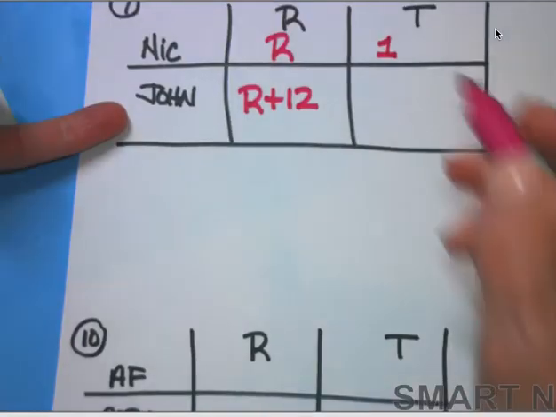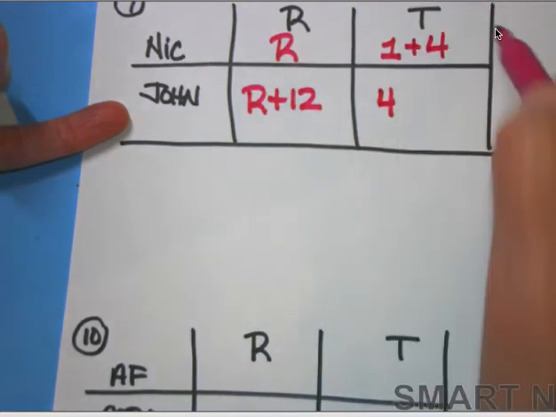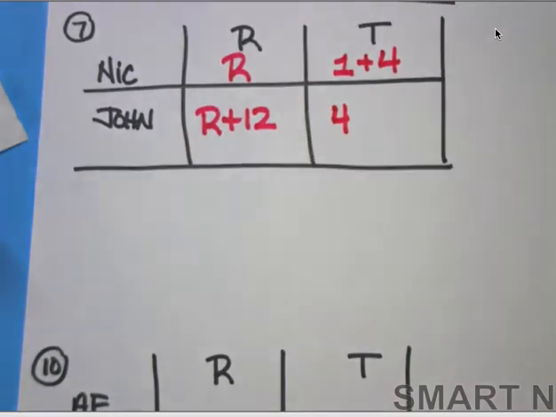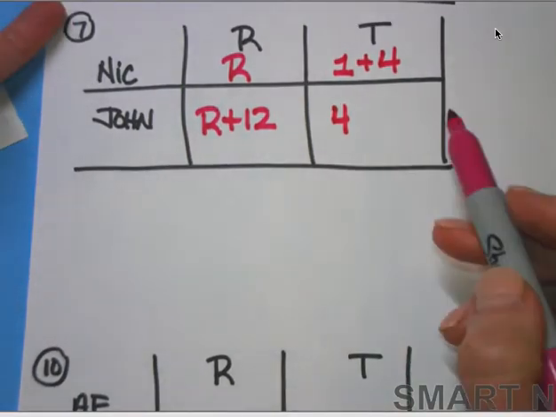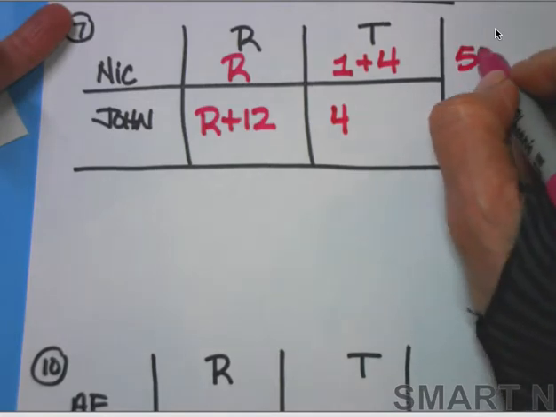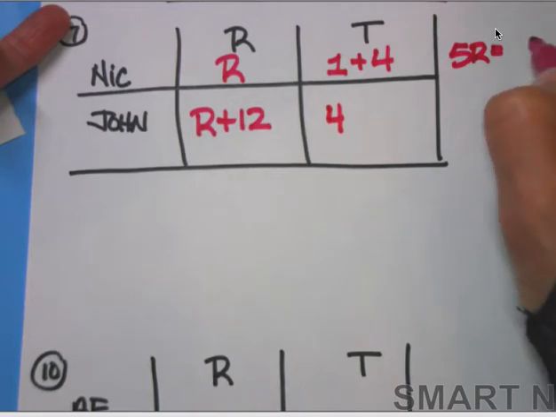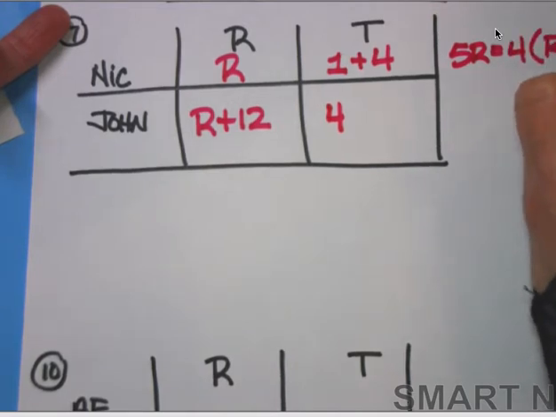So he's been traveling for 4 hours. She's been traveling for 1 hour plus the 4 hours that he was traveling. And that would be the way that I would interpret this problem. So Nicole's distance is going to be 5r. And Jonathan's distance, or John's distance, is going to be 4 times r plus 12.